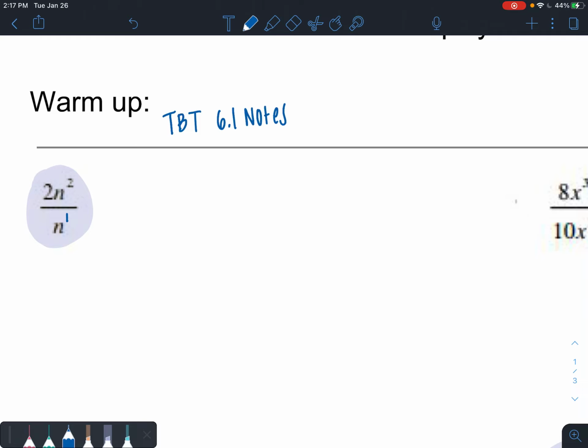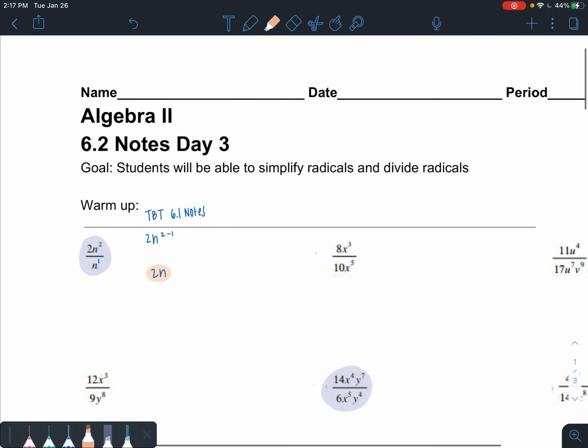All right, so what we do is we subtract the numerator from the denominator. So we've got 2, and then n to the 2 minus 1 gives me 2n. So that right there is it for that one.